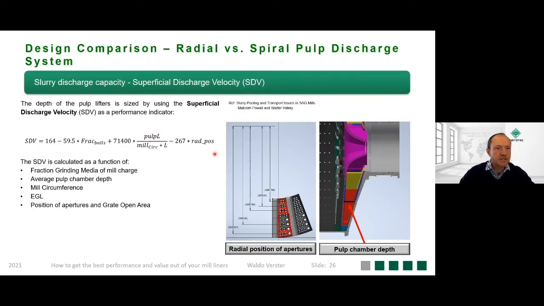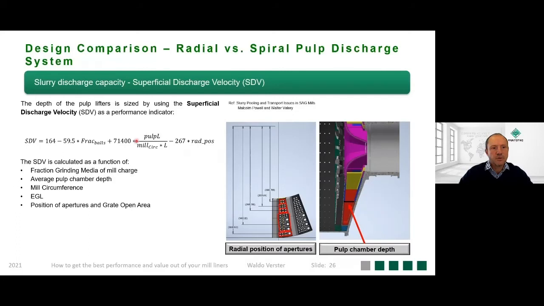This formula shows how to calculate SDV, and it is obtained from a published paper, Slurry Pooling and Transport Issues in SAG Mills by Malcolm Powell and Walter Valery. So your SDV is a function of the fraction of grinding media in your mill. This is the only method that I'm aware of that takes into account this very important variable, the fraction of grinding media in your mill.